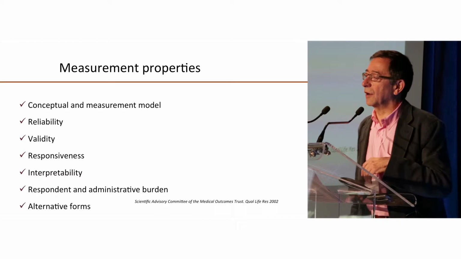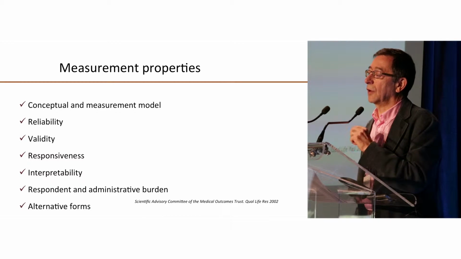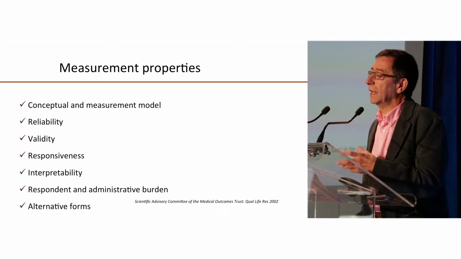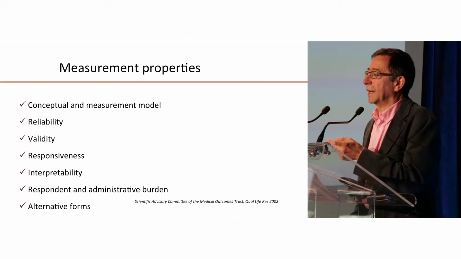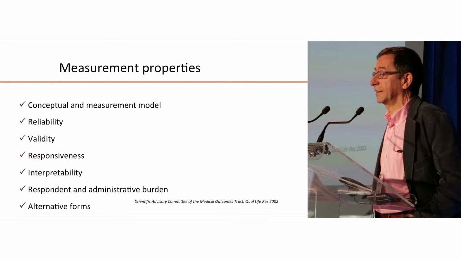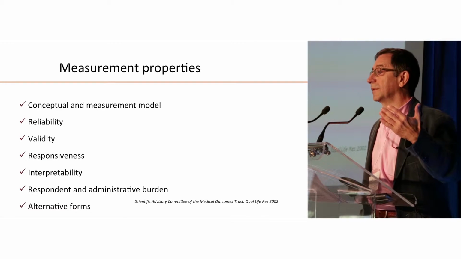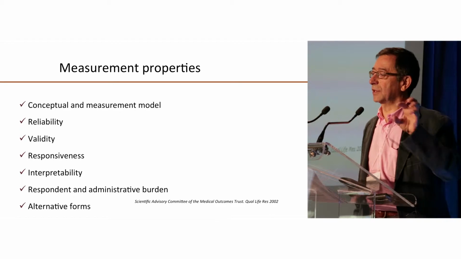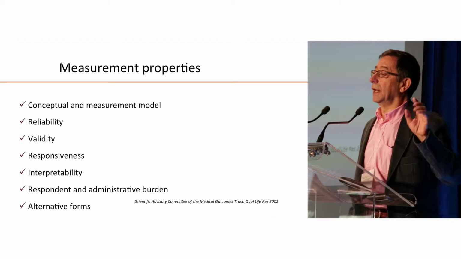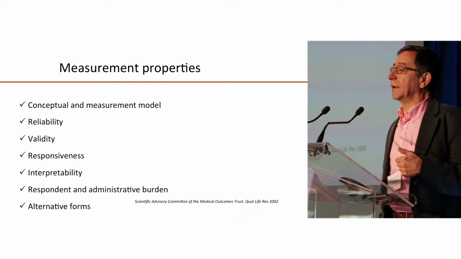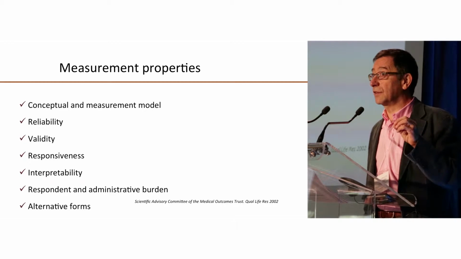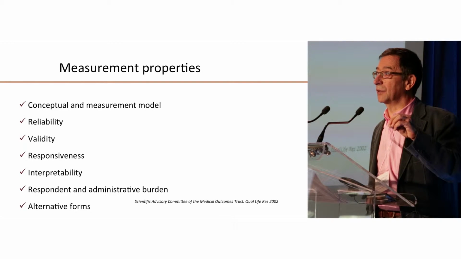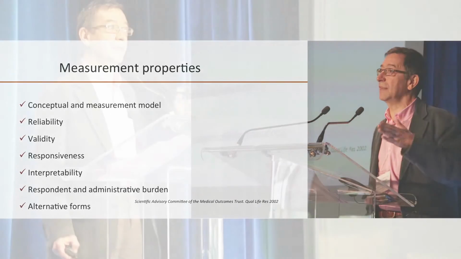This is a summary of the properties that all instruments should fulfill according to the recommendation of the Scientific Committee of the Medical Outcome Trust. First of all, conceptual and measurement model, that more or less is what I was talking about now. Then reliability and validity. Responsiveness is one of the important things, mainly today if we are talking about trying to assess changes with one intervention. The instrument should be sensitive to changes in health if we carried out one intervention.